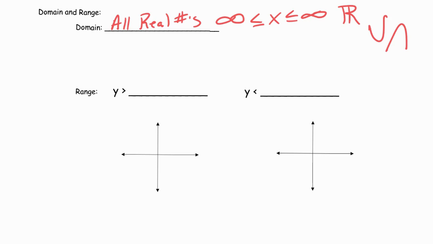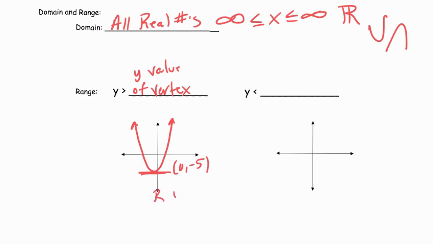The range is a little bit different. The range is actually very simple here, depending on which type of parabola we're looking at. If we're looking at one like this, the range is going to be any point above that bottom. So in this case, we would say the range is y is greater than, because it's above, the y value of the vertex, whatever the vertex is. In this case, if the vertex was 0, -5, then the range would be y is greater than or equal to -5.